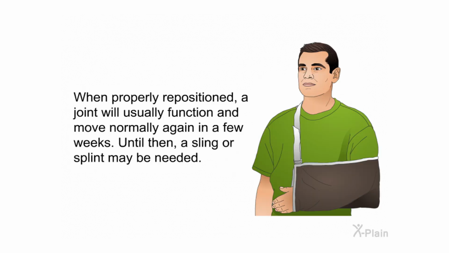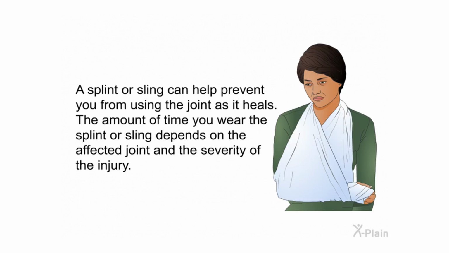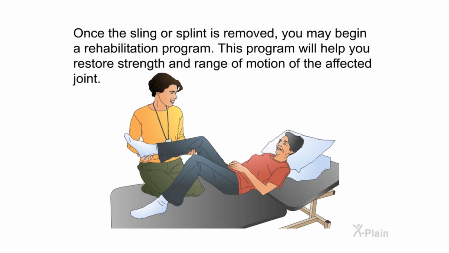When properly repositioned, a joint will usually function and move normally again in a few weeks. Until then, a sling or splint may be needed. A splint or sling can help prevent you from using the joint as it heals. The amount of time you wear the splint or sling depends on the affected joint and the severity of the injury. Once the sling or splint is removed, you may begin a rehabilitation program. This program will help you restore strength and range of motion of the affected joint.